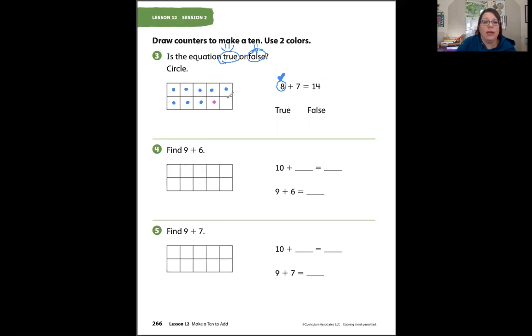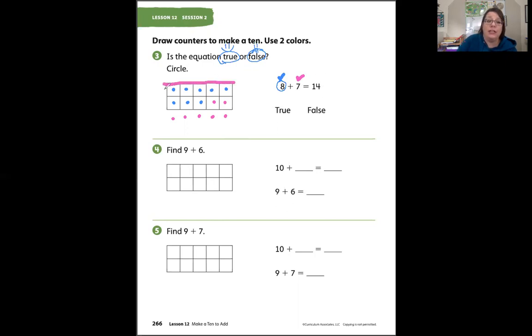Ready? 1, 2, 3, 4, 5, 6, 7. Did I add 7 dots? Yep, 5, 6, 7. I did. Now, am I done? Sometimes they try to trick us and they type it in there so we think that it's correct. But it says the total is 14 here.